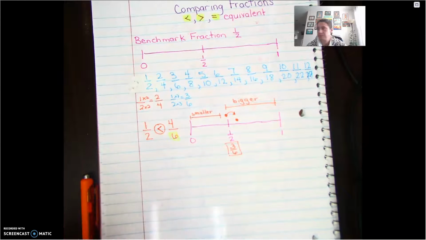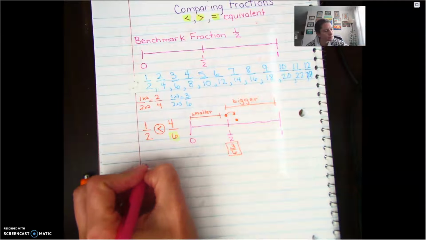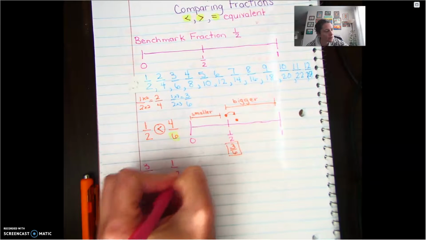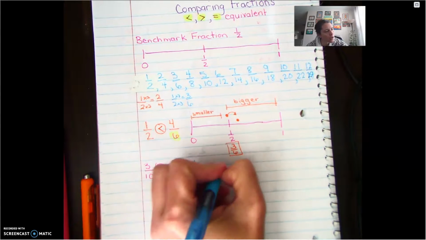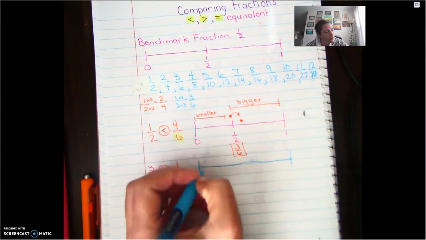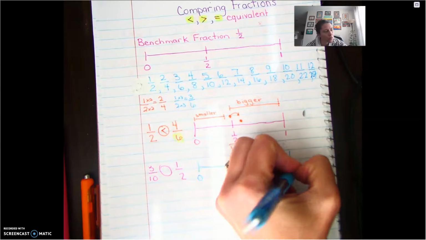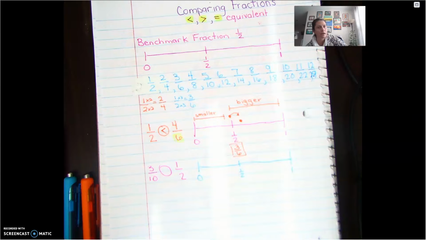Okay, so let's try another one. We're going to do 3/10 and 1/2. Okay, so then we draw our number line, we do our 0, we do our 1/2, and we do our 1. Okay, so remember, we've got our 1/2 already. Now we need the benchmark for 1/2 when it's into tenths. So let's go ahead and find the tenth.